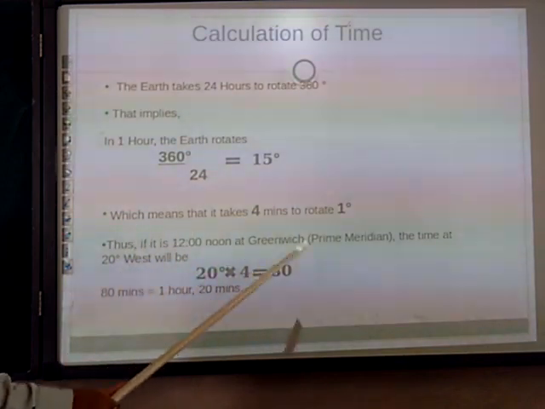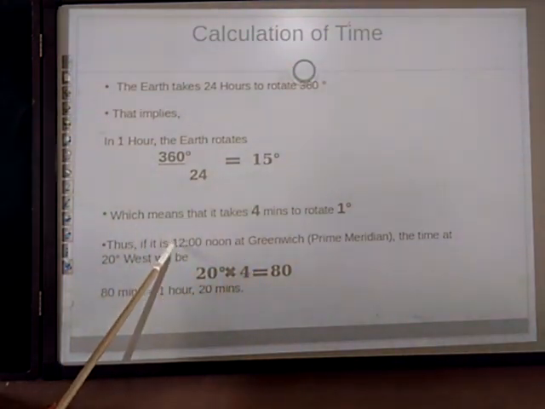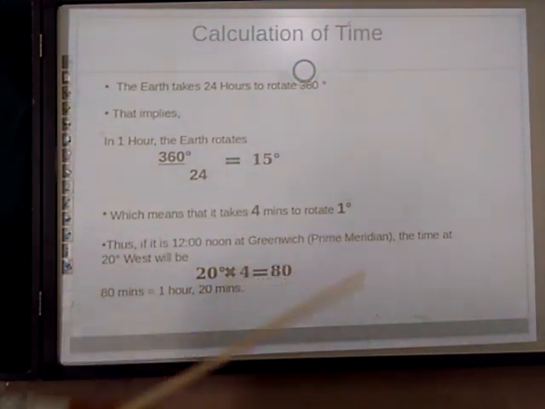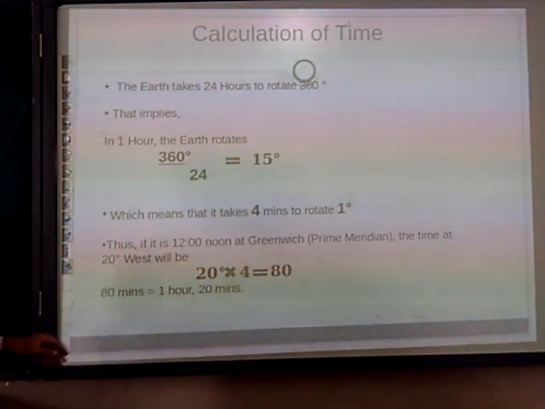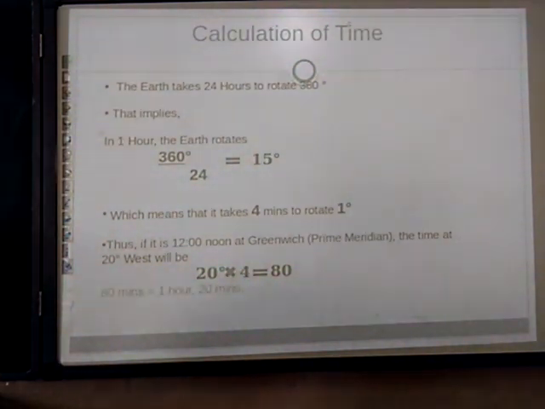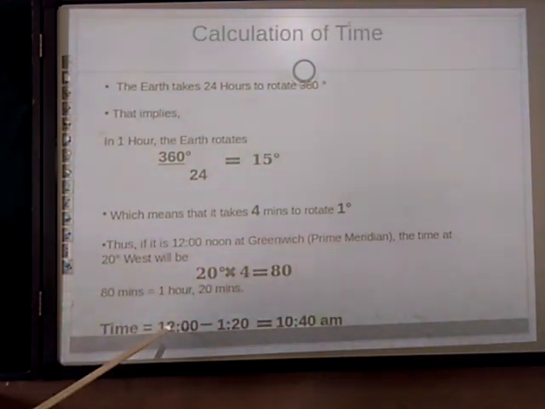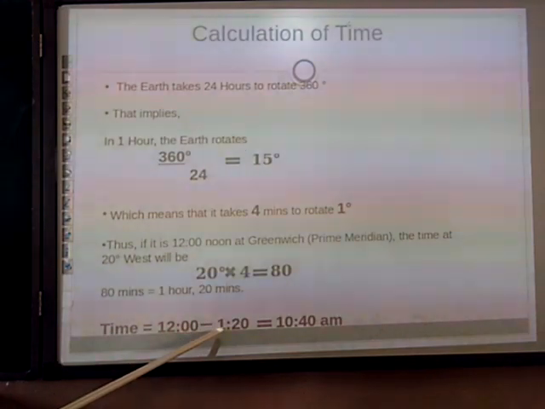Thus the calculation is: at 12 noon at Greenwich, the prime meridian, the time at 20 degrees west will be 20 degrees multiplied by 4, which is 80, right? Which means 80 minutes, 1 hour 20 minutes. So time is equal to 12 noon minus 1:20, so 10:40 AM will be there. Okay.